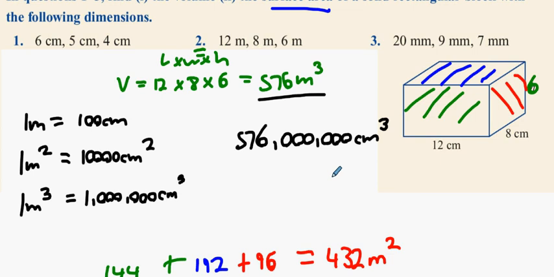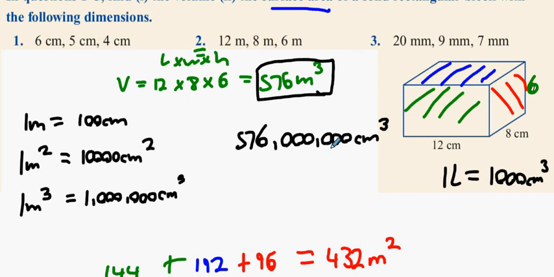Next question. 1 litre is how many centimeters cubed? 1 litre is 1,000 centimeters cubed. How many litres is this box then? Divided by 1,000 and what happens? 576,000 litres. Is that okay with you guys?